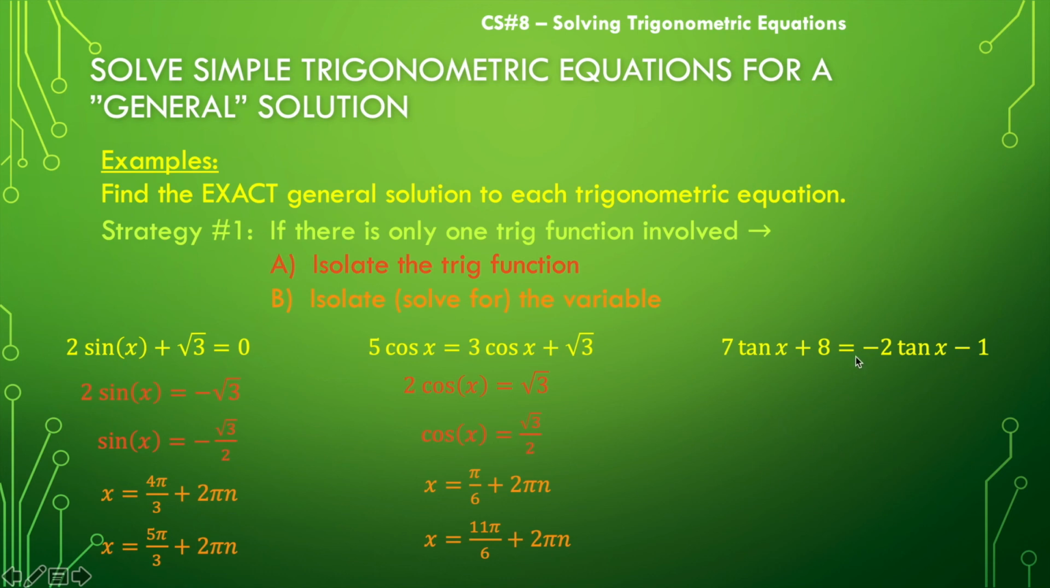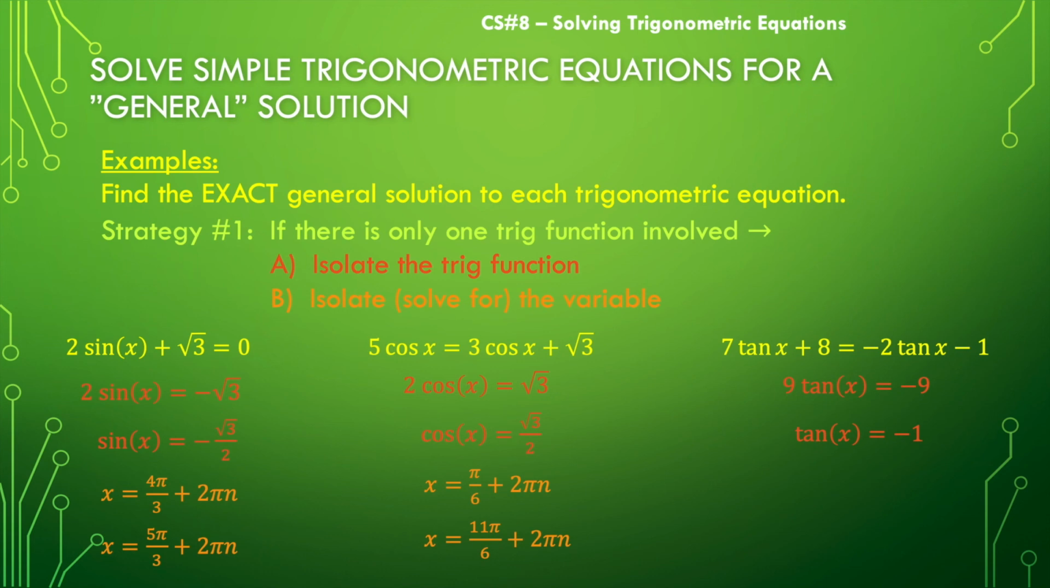All right, last example here. We've got 7 tangent of x plus 8 is equal to 2 tangent of x minus 1. So let's add 2 tangent of x to both sides, and let's subtract the 8 on both sides. And we would end up with 9 times the tangent of x is equal to negative 9. Now when I divide through by 9 here, I get the tangent of x is equal to negative 1.